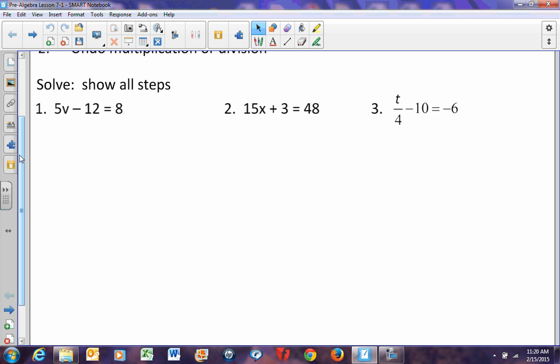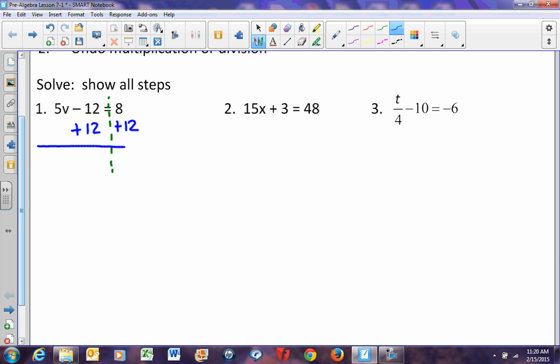According to what we're supposed to follow, we have to undo addition or subtraction first. So remembering that our equation is divided by the equal sign, we'll deal with moving everything off of the left side of the equation that is not with the variable. So the first thing I need to get rid of is the minus 12. The opposite of subtracting 12 is adding 12. So we'll add 12 to both sides of the equation. I now have 5v equals 20.